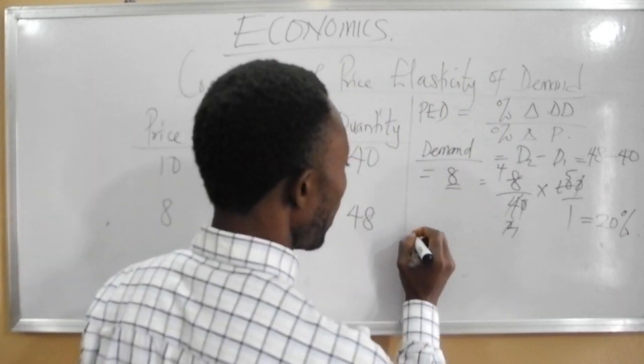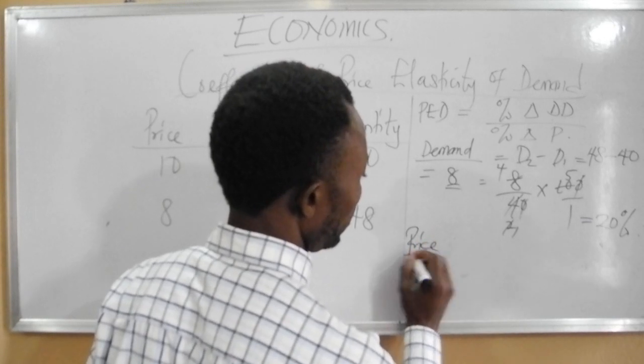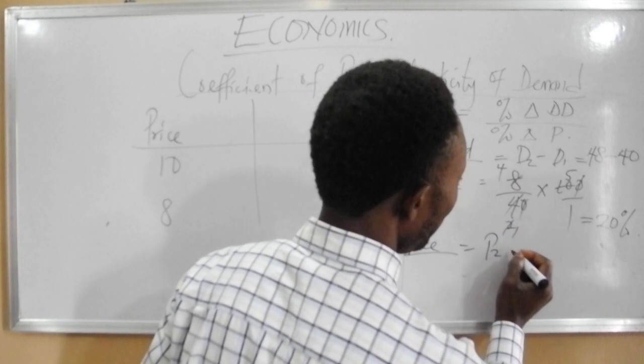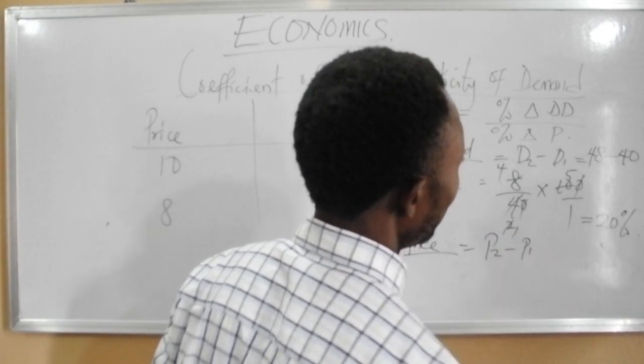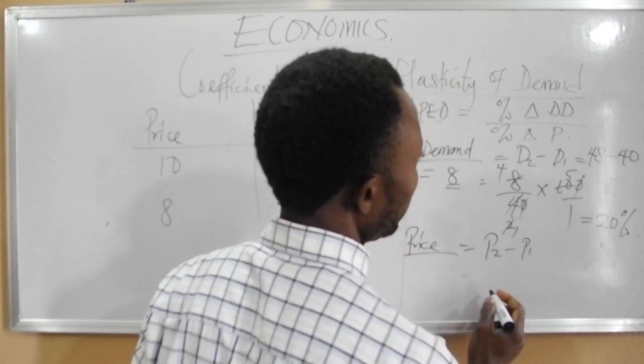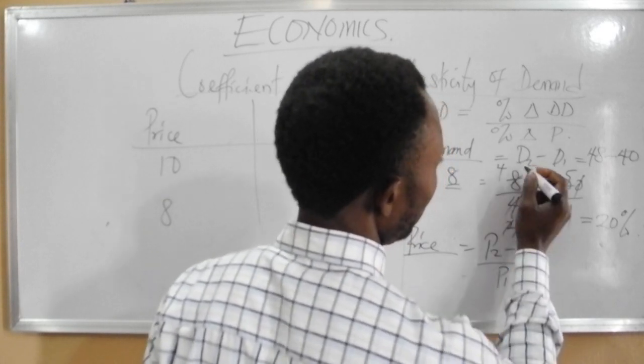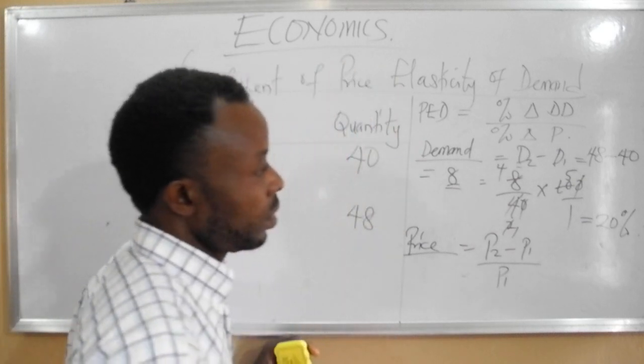Now let's calculate for price. For price, we have P2 minus P1, all over P1.